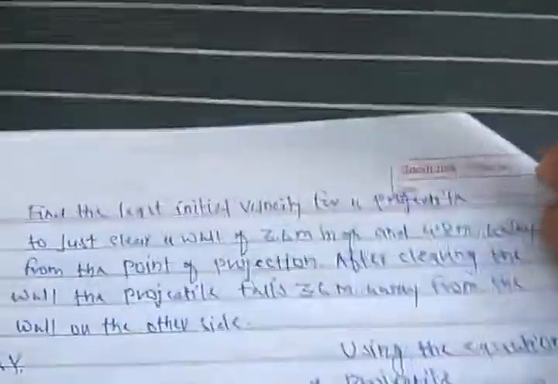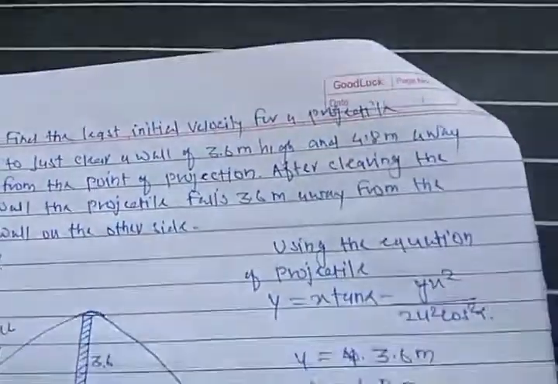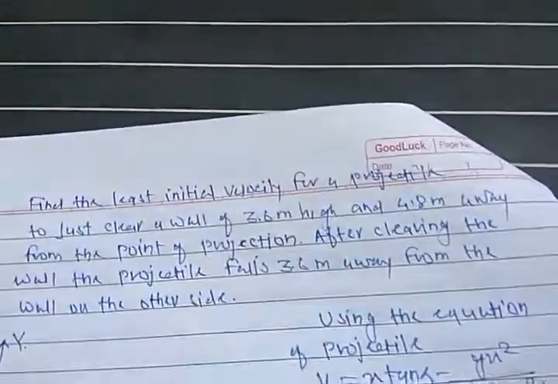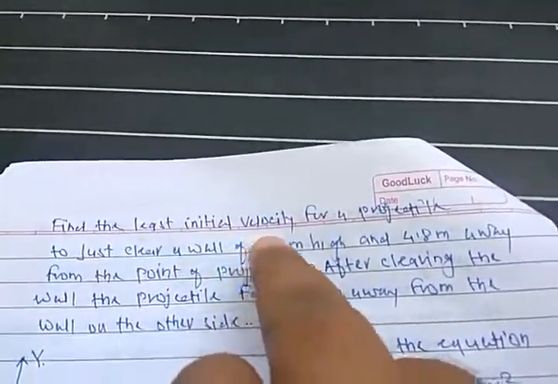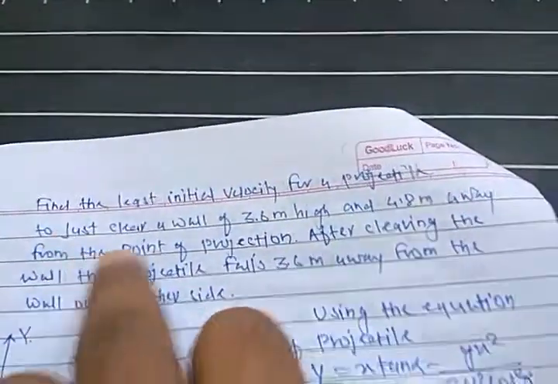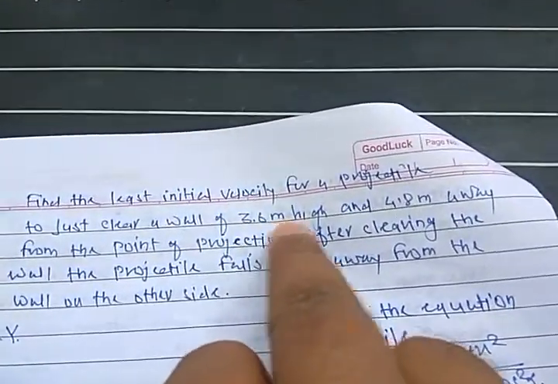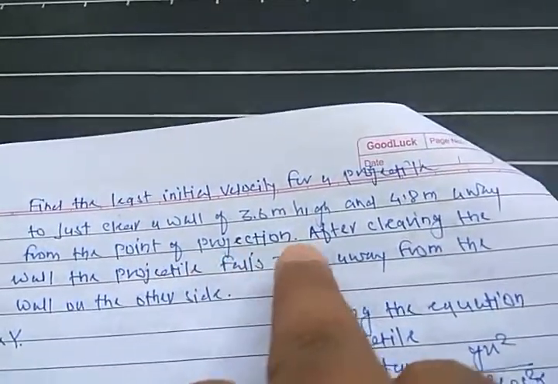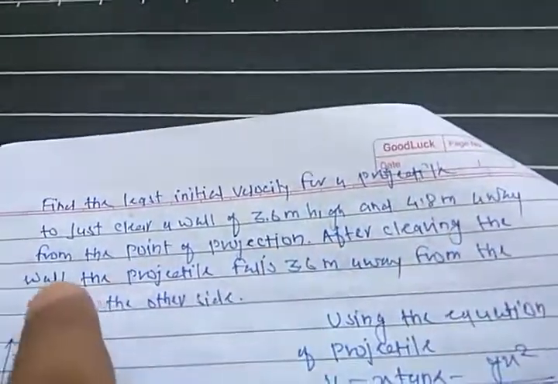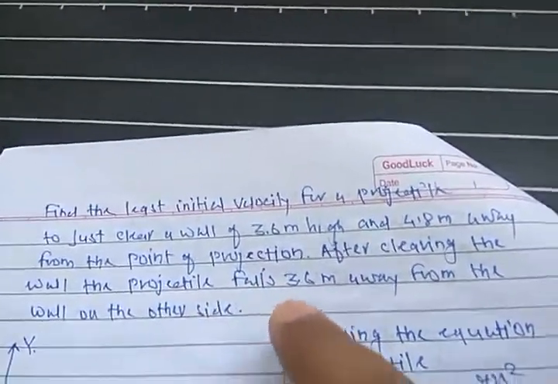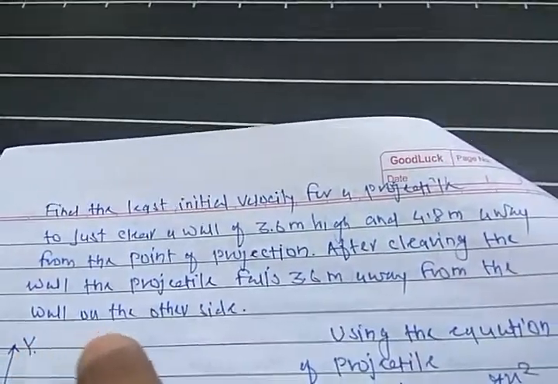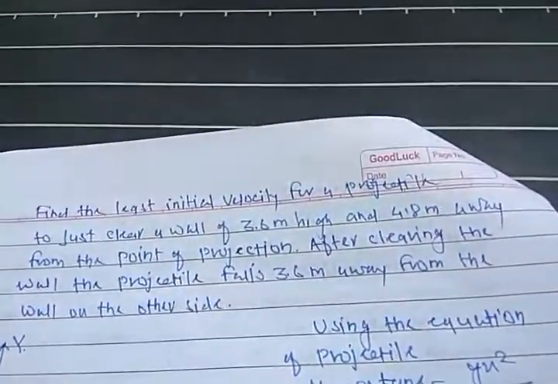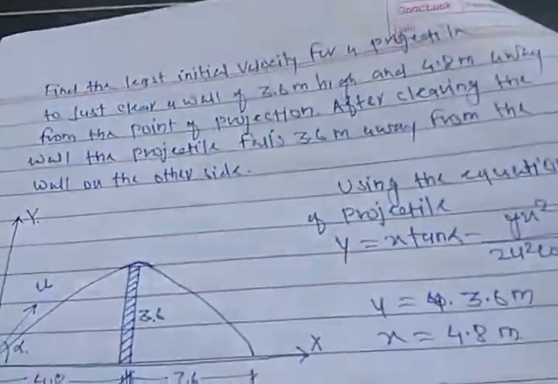Okay, students, one more problem which is many times asked in the question and many times solved in other classes as well. Find the least initial velocity for a projectile to just clear a wall of 3.6 meter high and 4.8 meter away from the point of projection. After clearing the wall, the projectile falls 3.6 meter away from the wall on the other side. So we are asked to find the least initial velocity, not just the initial velocity.